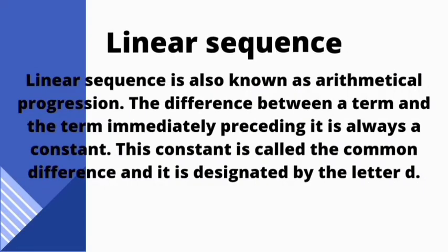Linear sequence. Linear sequence is also known as arithmetical progression. The difference between a term and the term immediately preceding it is always a constant. This constant is called the common difference and it is designated by the letter D.